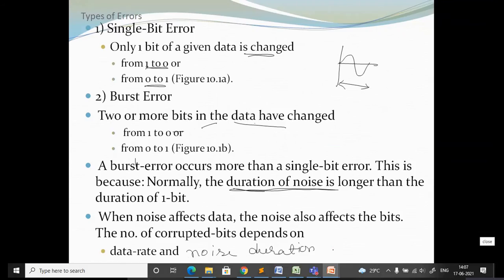So this is how you need to calculate how many bits got affected based on the data rate and noise duration. You may get a question like how you are going to calculate how many bits got corrupted. So what are the factors? The number of bits corrupted depends not only on the noise duration, it also depends on the data rate, so you need to remember that.